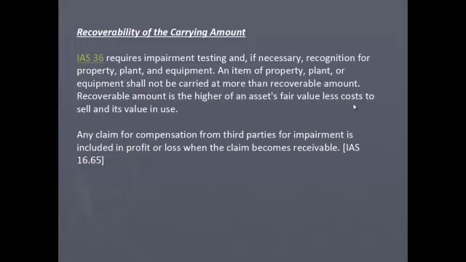Recoverability of the carrying amount. IAS 36 requires impairment testing and, if necessary, recognition for property, plant and equipment. An item of property, plant and equipment shall not be carried at more than the recoverable amount. Recoverable amount is the higher of an asset's fair value less cost to sell and its value in use. Any claim for compensation from third parties for impairment is included in profit or loss when the claim becomes receivable.